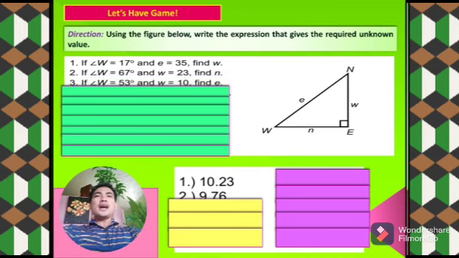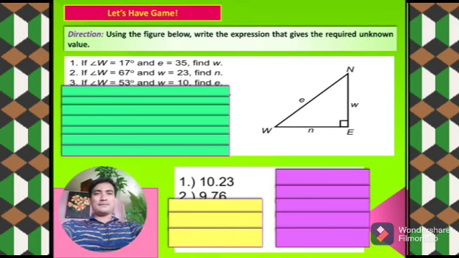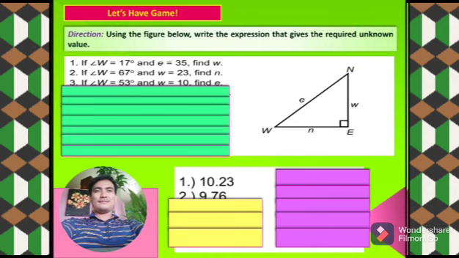Okay, next, number 3. If angle W is equal to 53 degrees and side W is 10, find side E. This one. Ready? Go! The correct answer is 12.52. You've got it right.